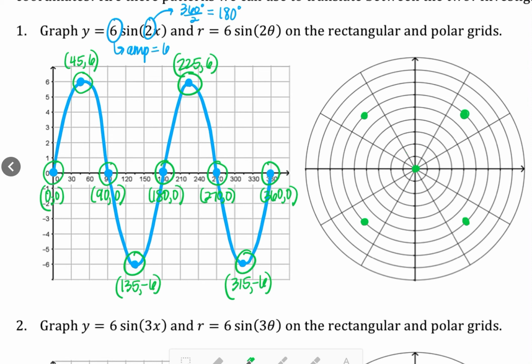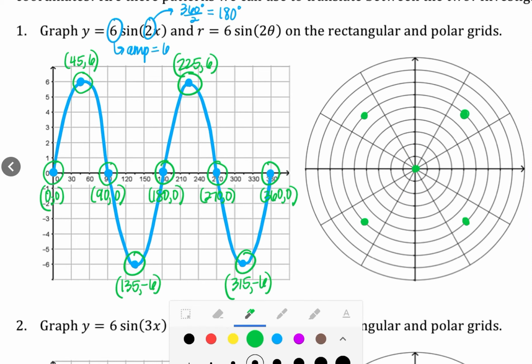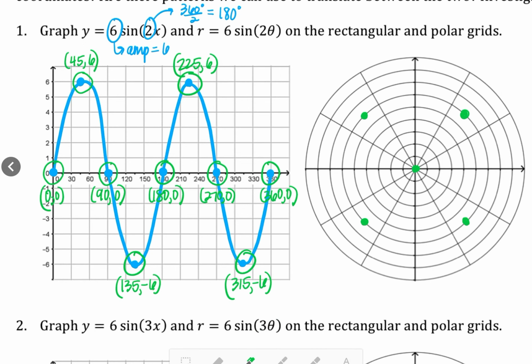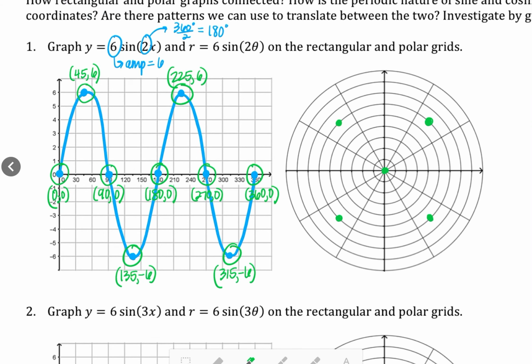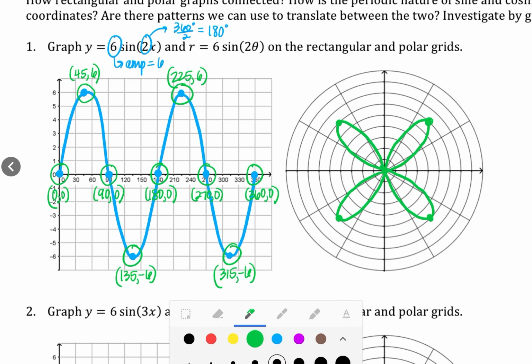So let's connect these in order. And this is the tricky part. Just like our parametric, we want to connect these in order. We started at 0, 0. And we went out to an amplitude of 6 on 45. Back to 0, amplitude of negative 6 along 135. Back to 0, an amplitude of 6 along 225. Back to 0, an amplitude of negative 6 along 315. Back to 0. There you have it, guys.